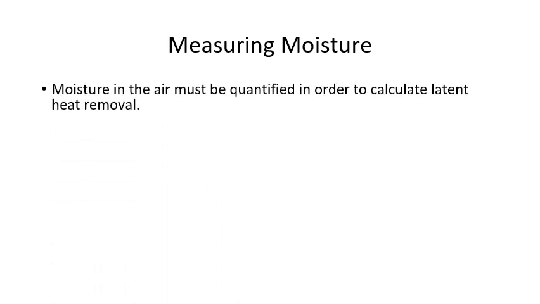Okay, let's pause for a second and talk about measuring moisture. Moisture in the air has to be quantified in order to calculate the latent heat removal. So it's maybe hard to think about there being moisture in the air, but if you've ever been on a humid day looking outside and you see a haze in the air, maybe it's a foggy day, that's a really good example of moisture in the air.